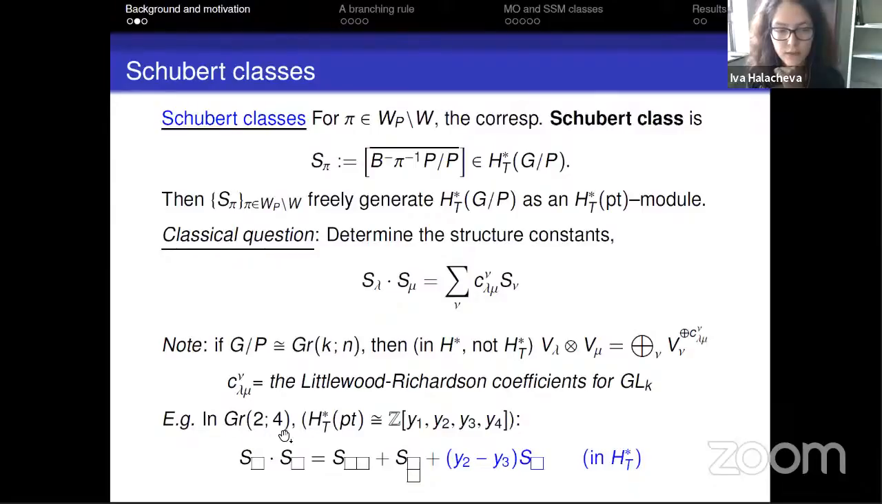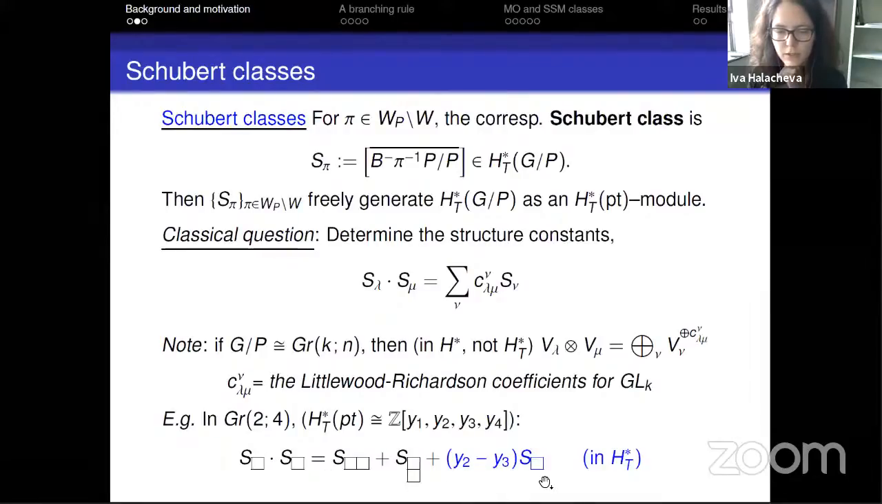For the torus, in this case, we have that the equivariant cohomology is a polynomial ring in 4 variables. And so the Schubert classes, I mentioned, are indexed by elements of the Weyl group quotient. And in this case, we can realize them as partitions. And so suppose we're multiplying the Schubert class indexed by a box with another Schubert class indexed by a box.